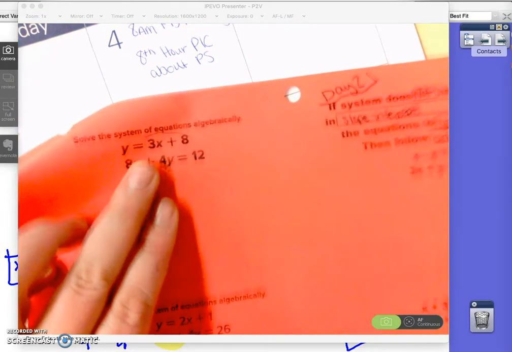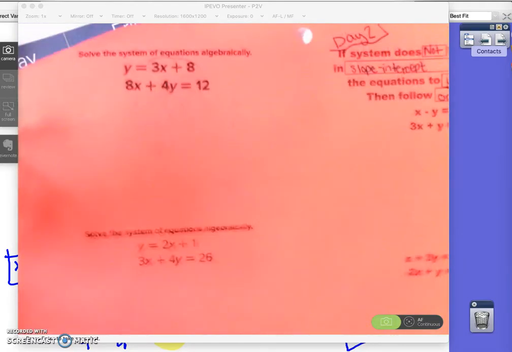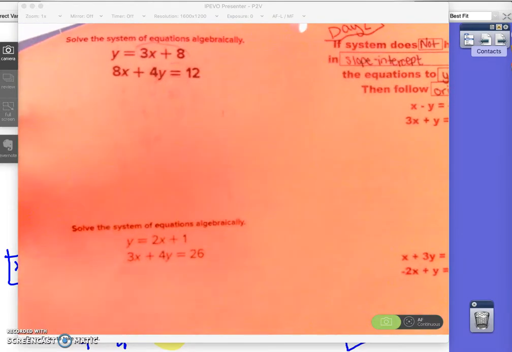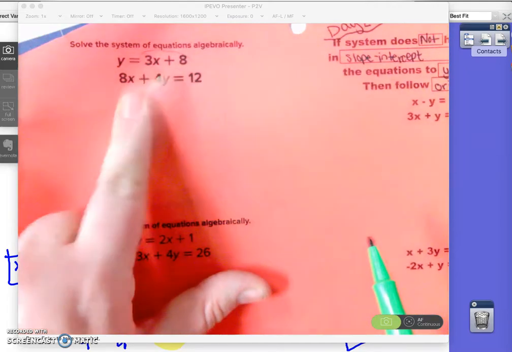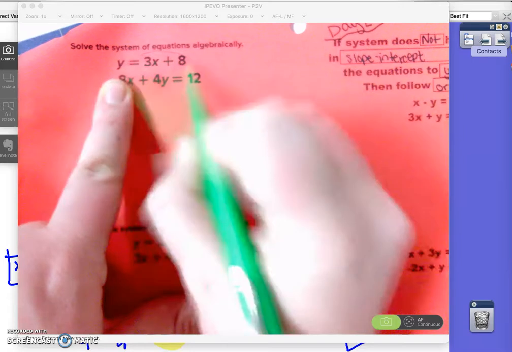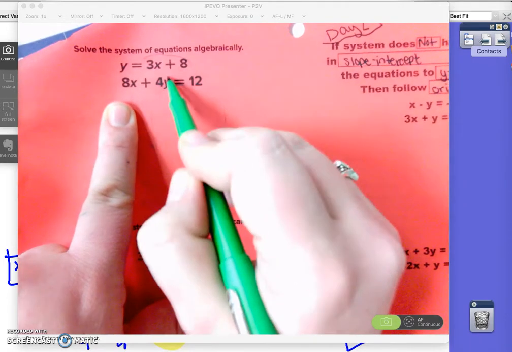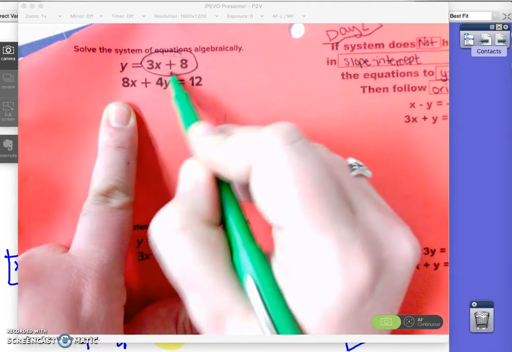My next problem is going to be getting a little more difficult. Now, this one is solved for y. This one is not. So I need to replace what this y is. Y is 3x plus 8 into this y right here.